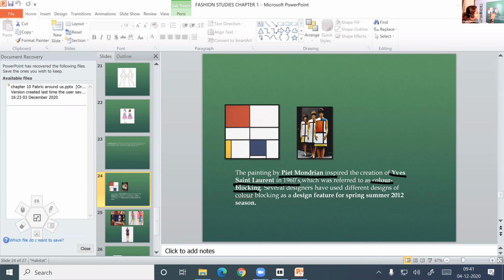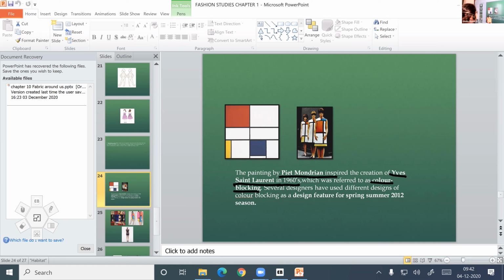And this happened in the 1960s. After many years, in 2012, several designers used different designs of color blocking as a design feature for the spring summer 2012 season. So it is understood, what is a recurring cycle. You can understand from this example, right? Understood? Do you have any doubt, Malavika? Yes, ma'am.